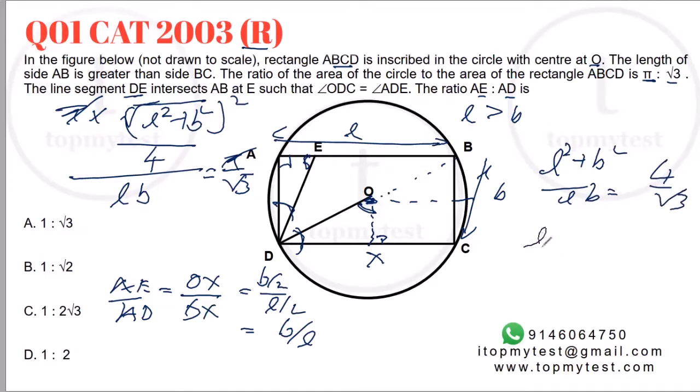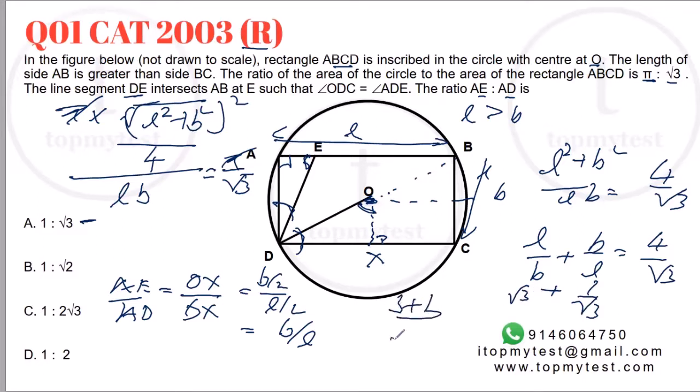Rewrite this. You'll get L by B plus B by L equals 4 by root 3. What is the question that we need? B by L. So options are B by L. Now I need 4 by root 3. So the first option I should check is this. If I put this over here, B by L is 1 by root 3. So L by B will be root 3. If you rewrite this, this will be 3 plus 1 divided by root 3, which is 4 by root 3. Satisfies option A. Job done.